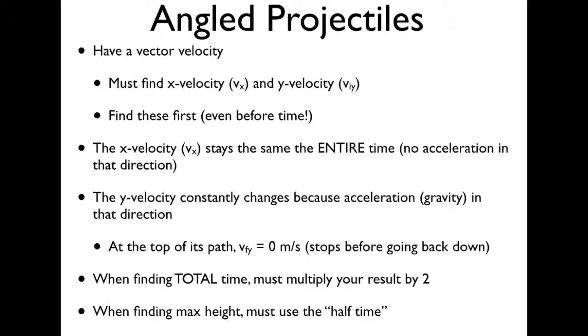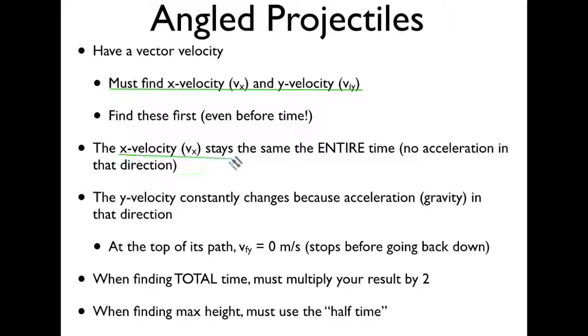So here are some hints that I came up with for angled projectiles. They always have an initial vector velocity. The first thing you need to do is find your x velocity and your y velocity. And you want to do that even before you solve for time. I know we said time first, but do this even before time.